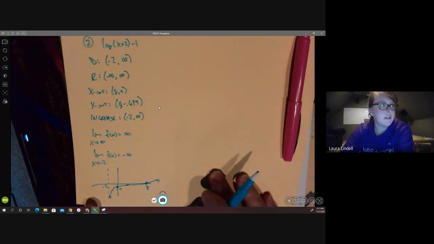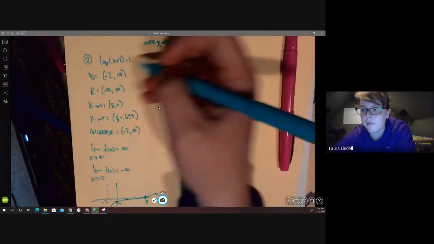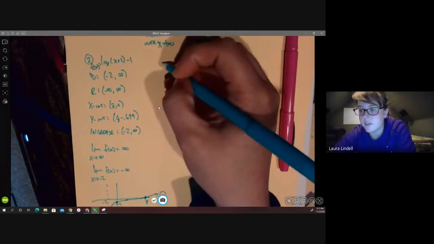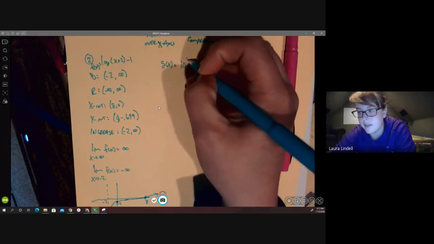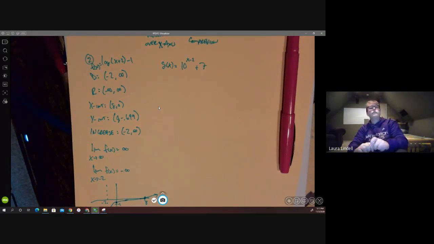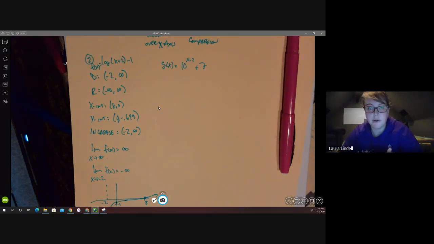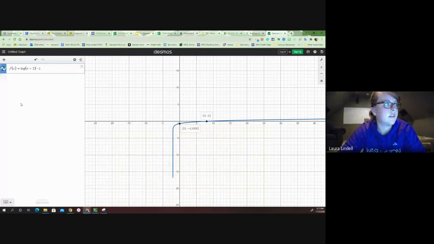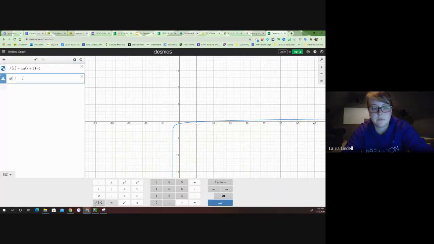So the second thing that we needed, we had another graph. This was f of x, the other function, g of x equals 10 to the x minus 2 plus 7. On the actual quiz, you'll only have one function that you're supposed to do this for, but on the practice quiz, I wanted you guys to be prepared for both an exponent and a logarithm, so I put both on there for the practice. So let's go ahead and type this into Desmos. 10 to the (x minus 2) plus 7.